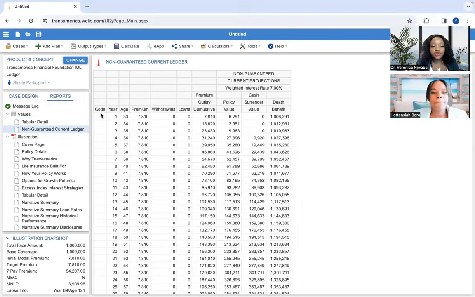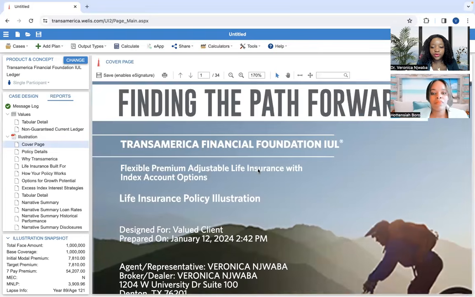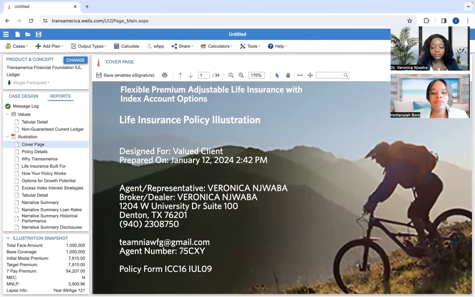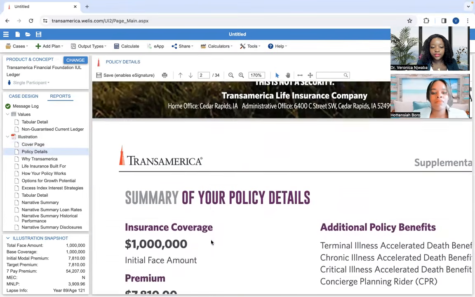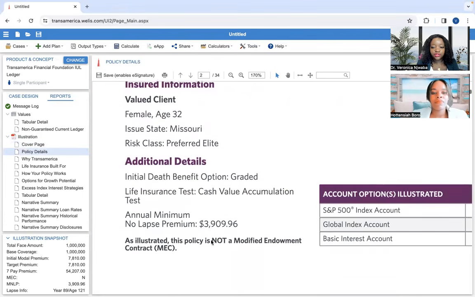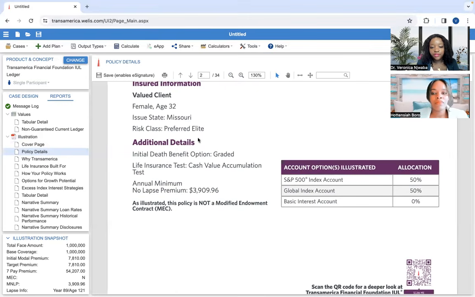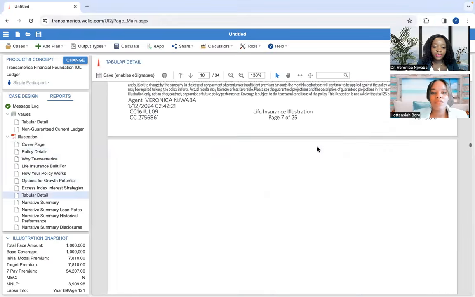So I select the cover photo, the bike. When I go down here, this is the table that we're going to be using. But at the bottom on the cover page, you'll notice you have a picture of someone on a bike, but it states your agent's name, your email, agent ID, and so on. The illustration: 32-year-old female in Missouri, 50-50 allocations, and so on and so forth, right? So this is the whole PDF.